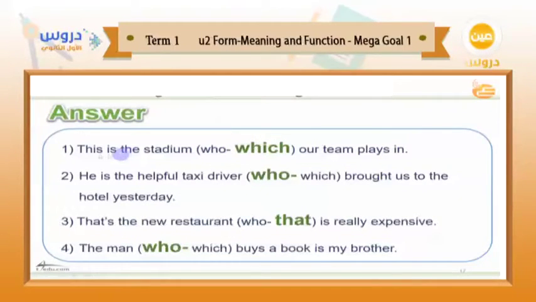The right answers for this exercise. Number one, this is the stadium which our team plays in. He is the helpful taxi driver who brought us to the hotel yesterday. Number three, that's the new restaurant that is really expensive. And the final sentence, the man who buys a book is my brother.